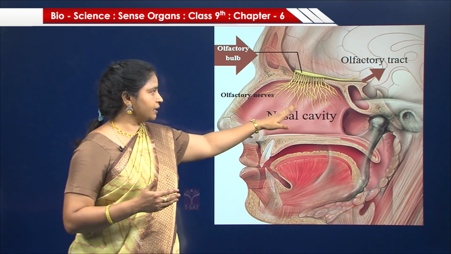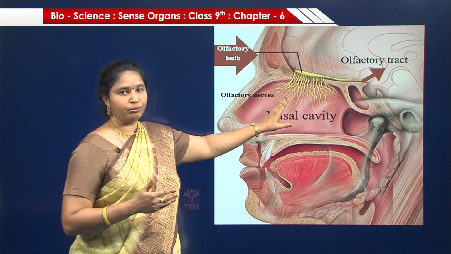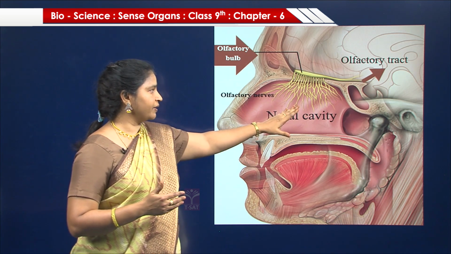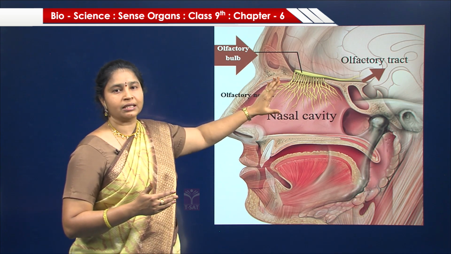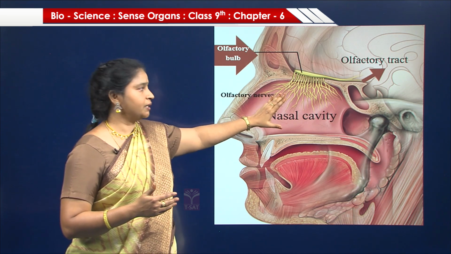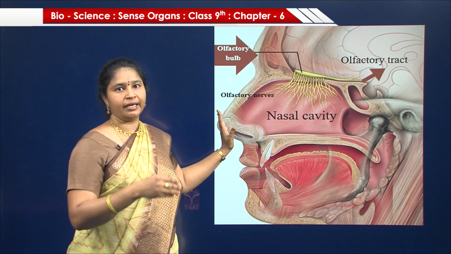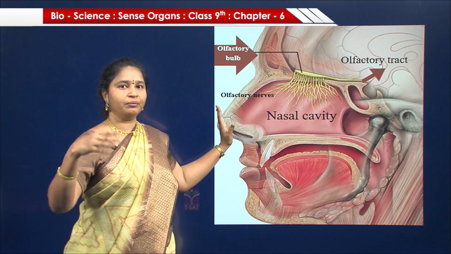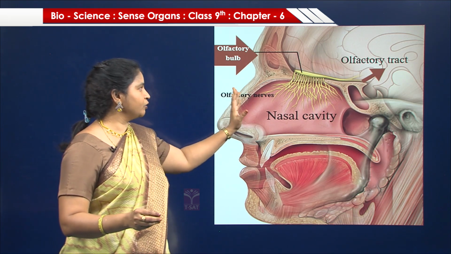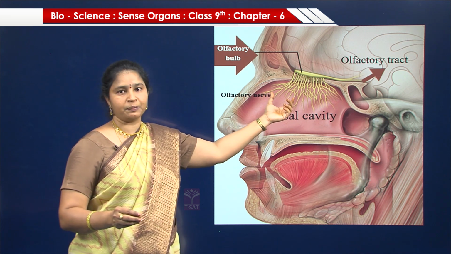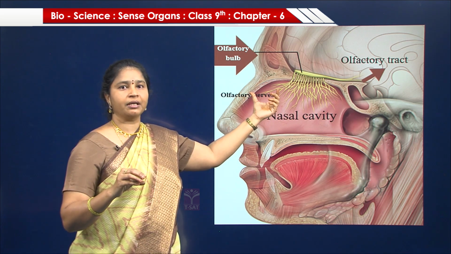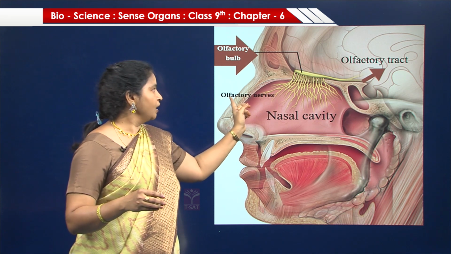So, in this nasal cavity, there is a mucous membrane, and in this nasal cavity the cells are there. Those cells are called olfactory receptor cells or chemoreceptors. When we inhale air, there are some chemical particles present in the air. Those chemical particles are received by the olfactory receptor cells present inside the nasal cavity. The olfactory receptor cells give that information to the olfactory nerves.